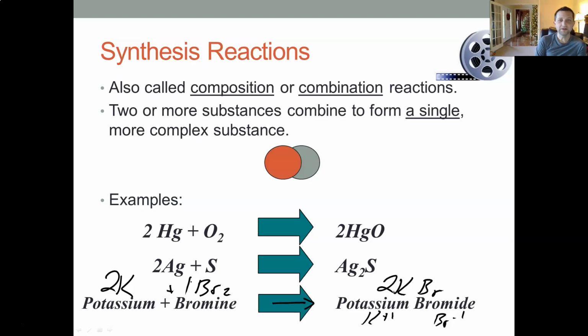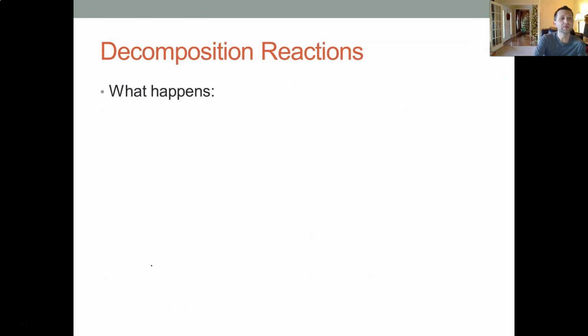Okay, I have a video of that one. I'll show you guys that in class. But another basic synthesis reaction. Look at the pattern here, guys. We have 2 reactants coming together to create one singular product, and all synthesis reactions will look basically that way.